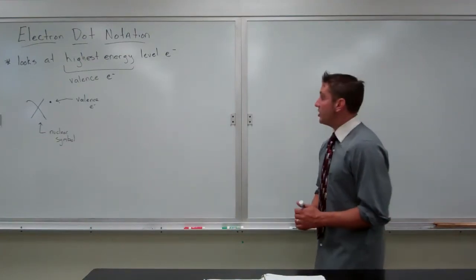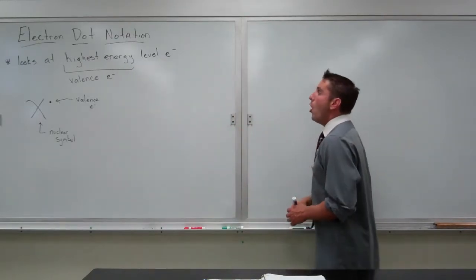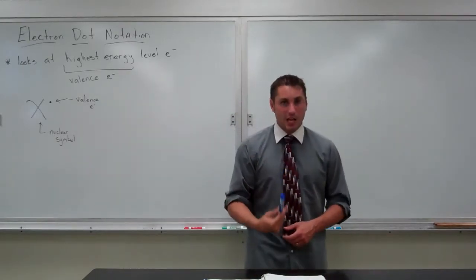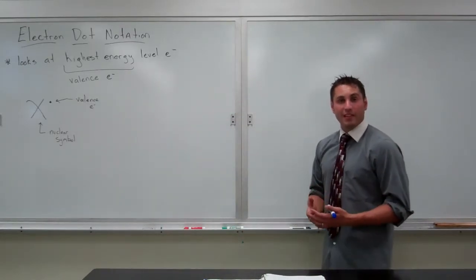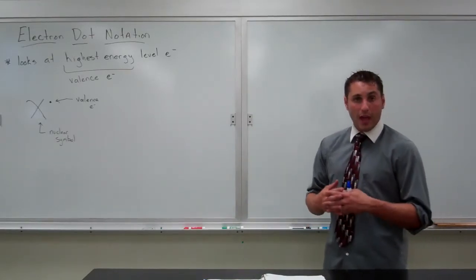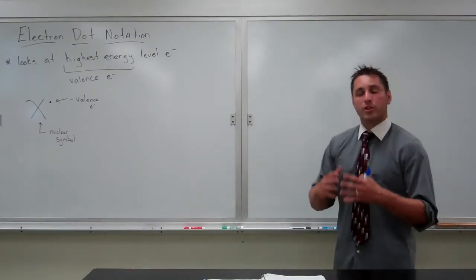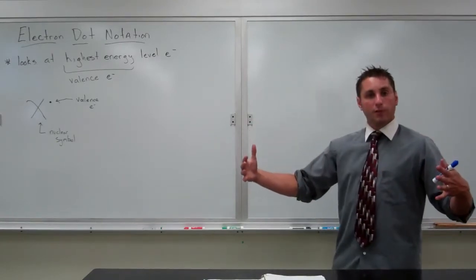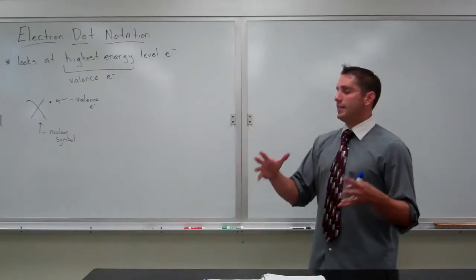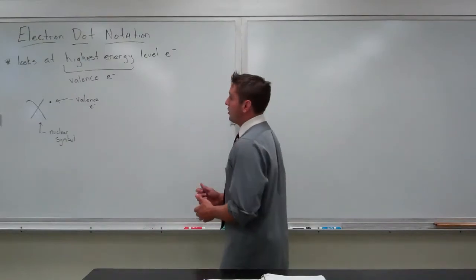How electron dot notation works is it looks at the highest energy level electrons. We refer to the highest energy level electrons as valence electrons. So if I refer to a valence electron, what I am talking about is the electrons that are farthest away from the nucleus, that are in the highest energy level, right? Because remember, as you move farther and farther from the nucleus, you get higher in energy. Here is how electron dot notation works.